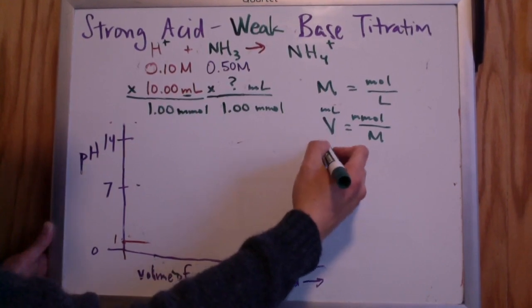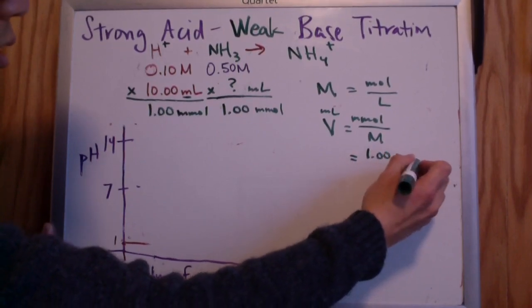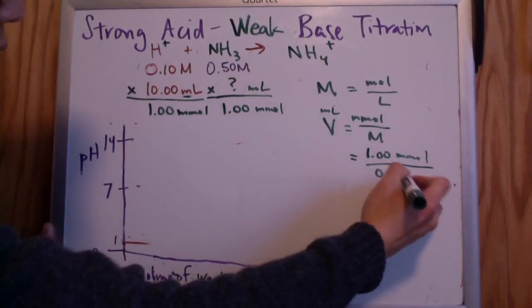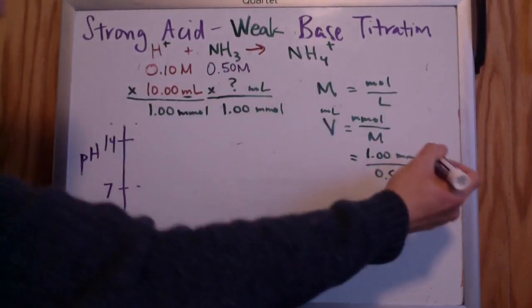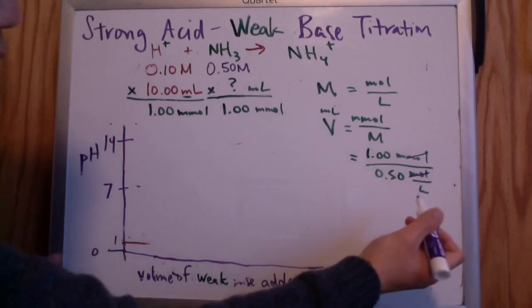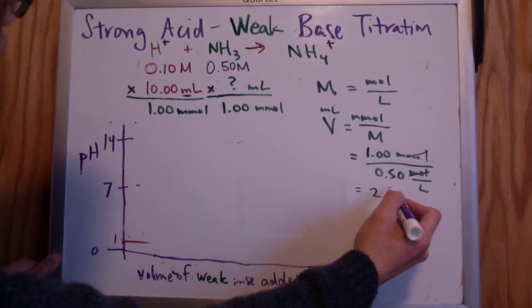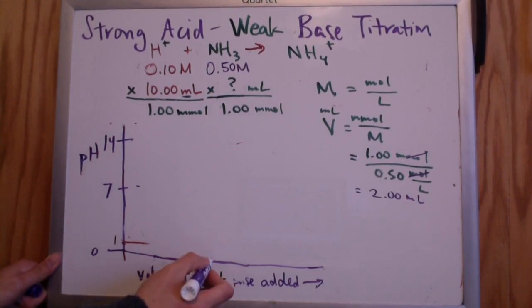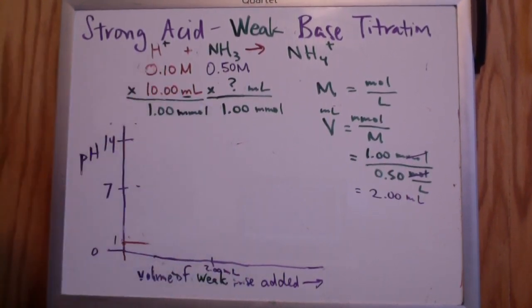So let's take a look here. For the volume, we have 1.00 millimoles divided by, and I just happened to use the same molarity as yesterday, 0.50 moles per liter. The moles will cancel out, the liters will flip up on top, and we end up just like yesterday with 2.00 milliliters as the volume. So at the equivalence point, wherever that is, that would be 2.00 milliliters.